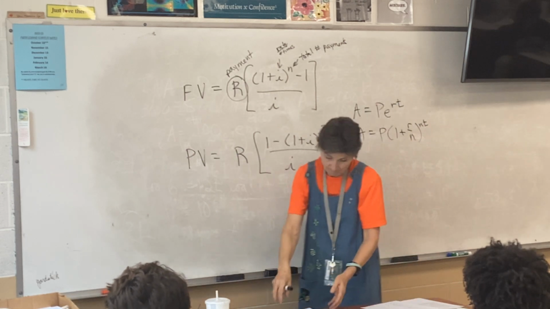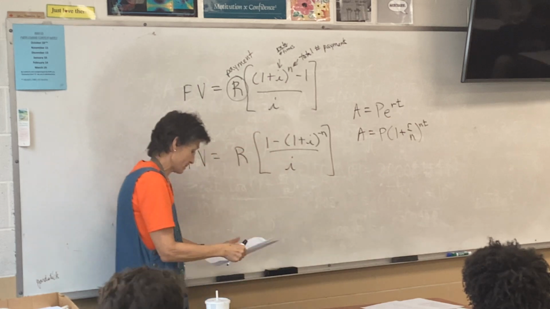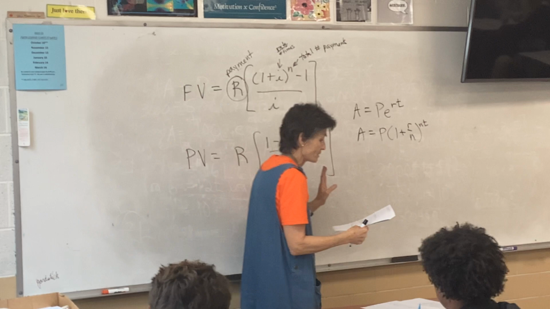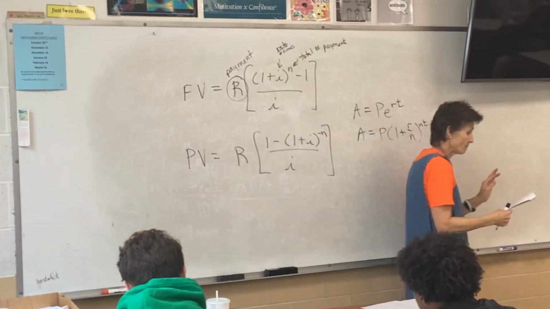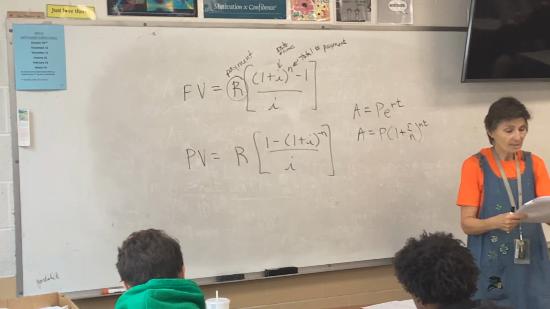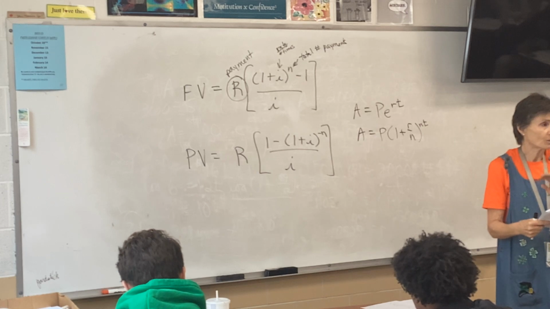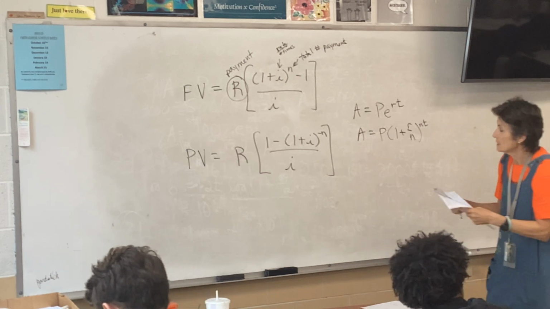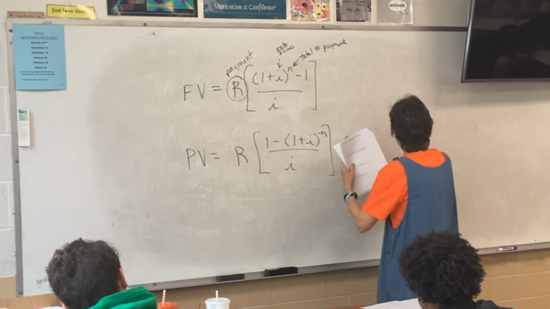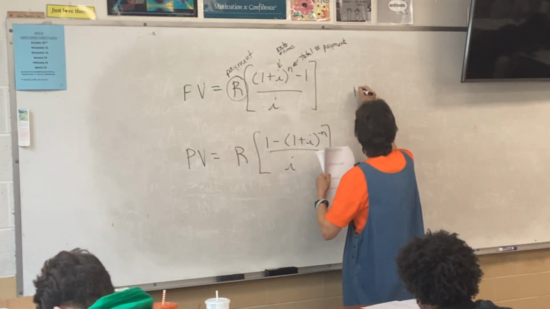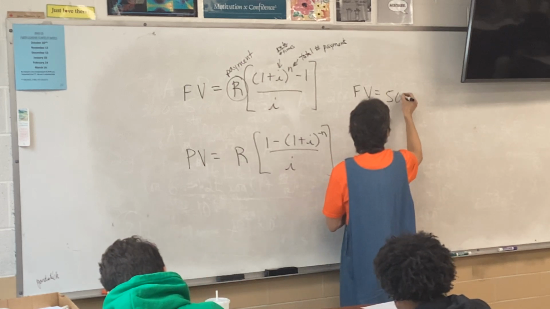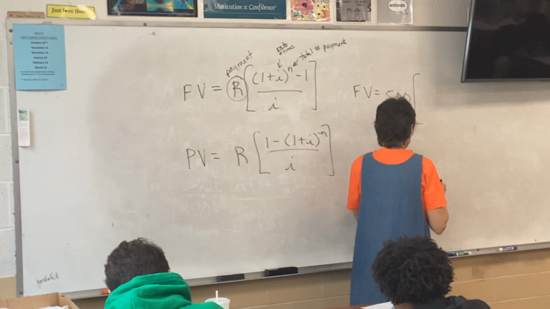Real quick, let's finish the problem. For problem number 7, which one am I using? Emily is saving, wants to know the value of her annuity in 20 years. Which one? Future value. So that would look like this. We want to know what is the future value. My payment amount is 500.